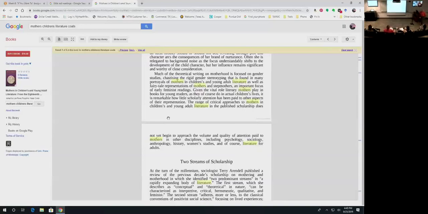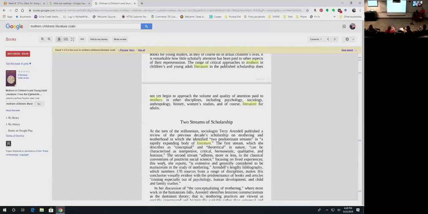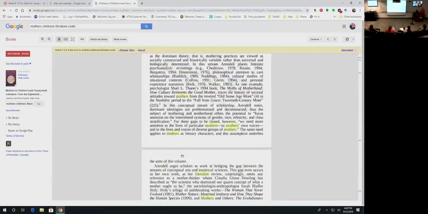So you kind of have to have a rationale for putting yours together. And so this talks about the general nature of the scholarship available here, two streams. First stream, conceptual and theoretical. And you can see they list a whole bunch.